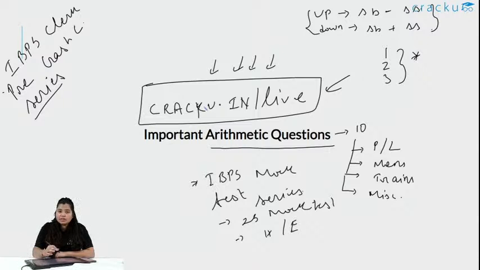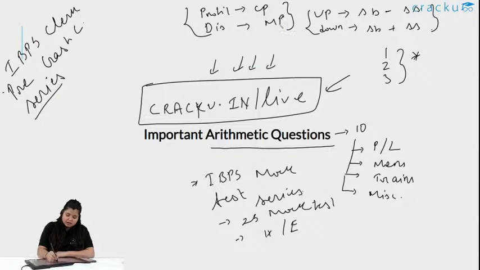There are some more concepts to remember, that is profit is always on cost price and discount is always on marked price. These are the two things. What is selling price? Selling price is cost price plus profit if it is a profit, or minus loss.